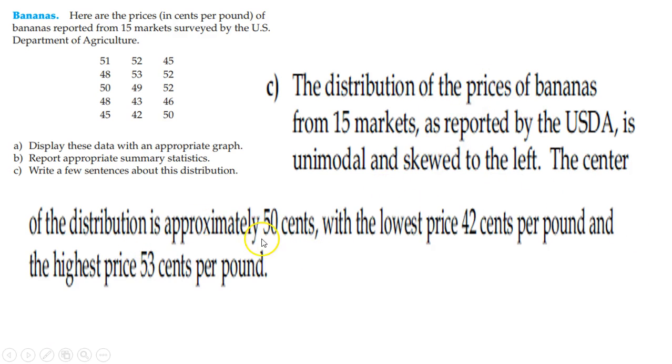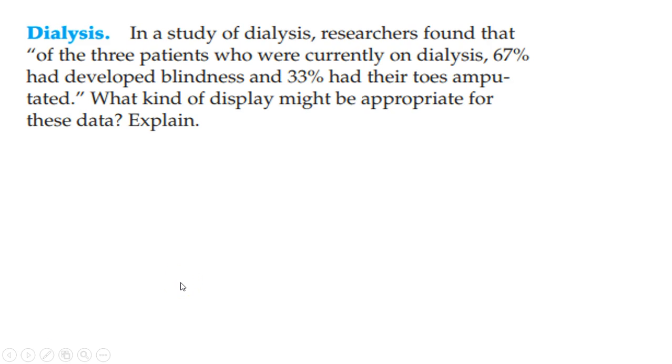The center of the distribution is approximately around 50. 49, 50 is the center, with the lowest around 42, which you can get from even just looking at the data, the highest around 53.